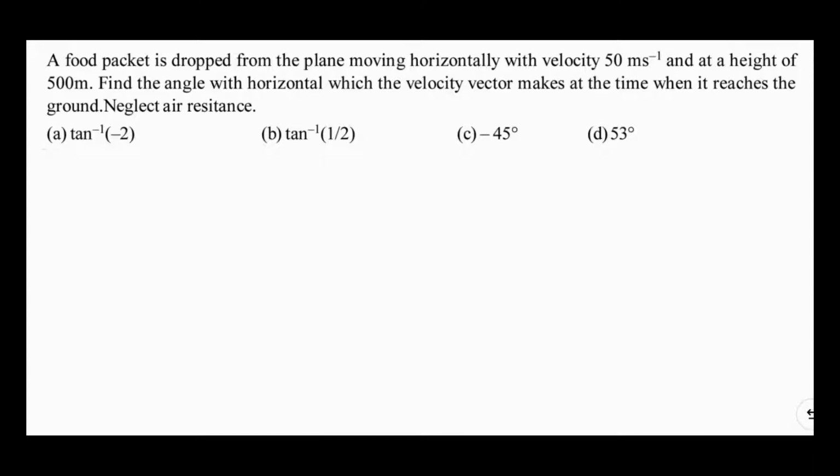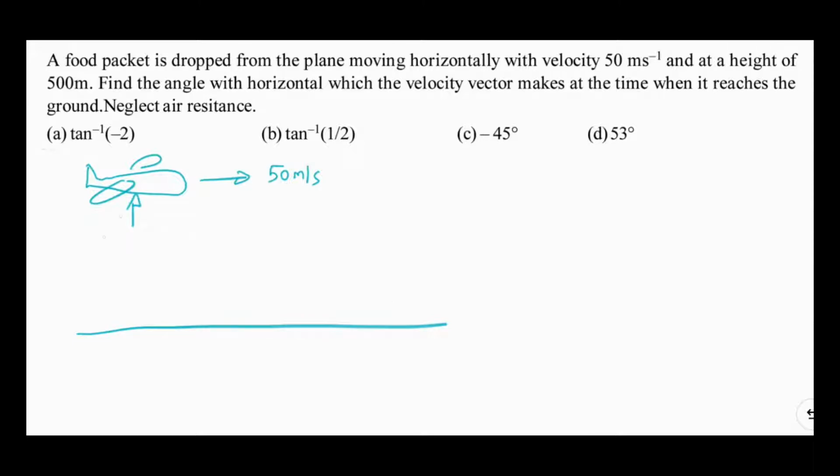So, it is given to us that the plane is moving horizontally. If I assume that there is a plane like this which is moving horizontally, the velocity of motion is given to us as 50 meters per second, and the height at which this plane is moving is also known to us, 500 meters. There is a food packet which is dropped from the plane.